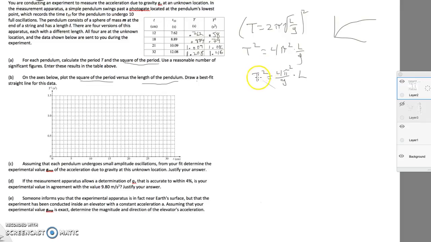Now the reason this is useful is because instead of having the square root function, suddenly this represents a line that has a slope equal to 4π² over G. And so if we were able to graph these data points and create a linear best fit line, and found the slope of that line, it would be equal to this. So we're going to go ahead and do that.